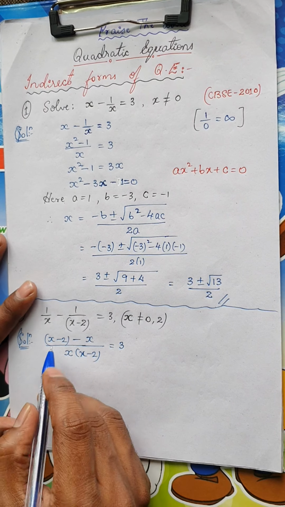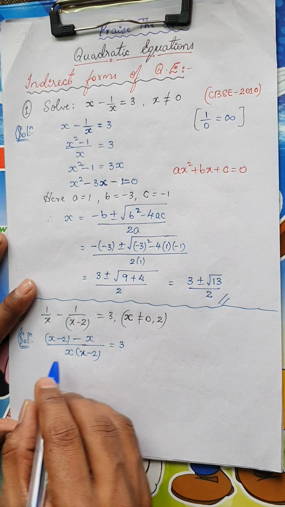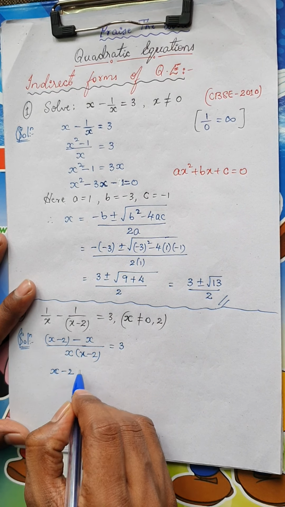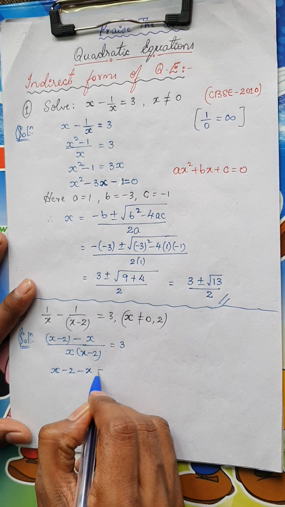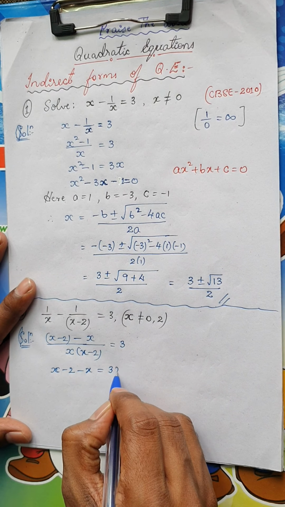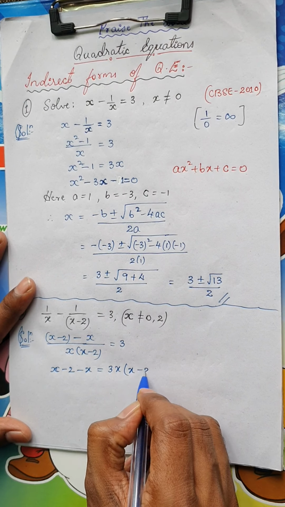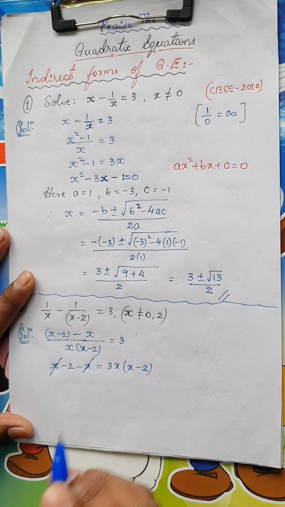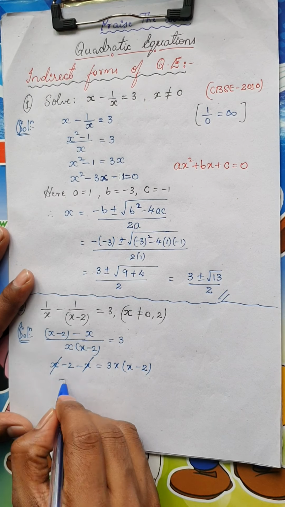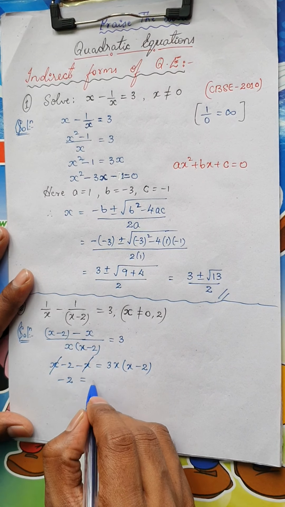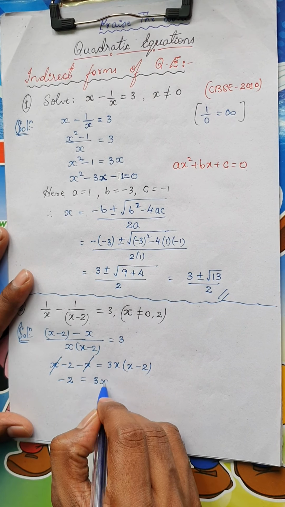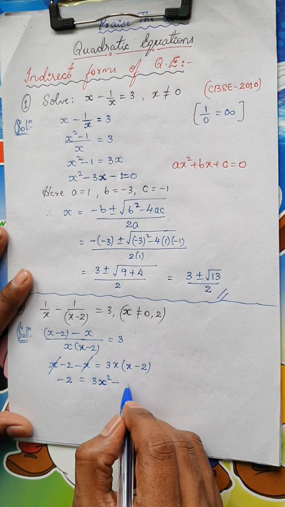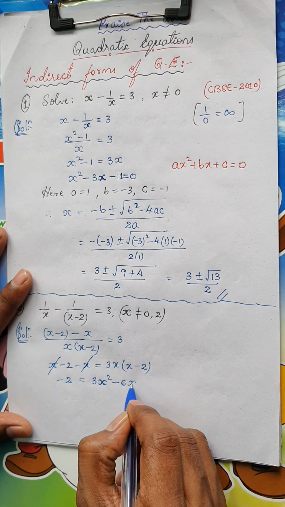Okay. Now solve this. Now cross multiply this and remove the bracket on the left hand side. x minus 2 minus x is nothing but 3 into x minus 2. Plus x and minus x get cancelled. So minus 2 is nothing but 3x into x is 3x square. Okay. Minus 3x into 2, 3 twos are 6x.